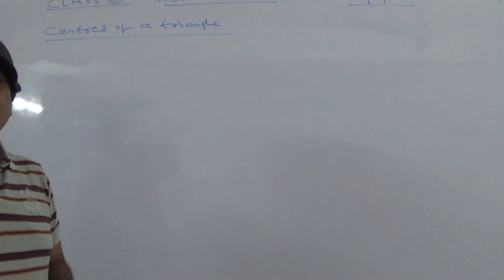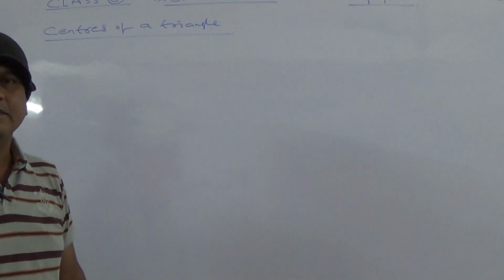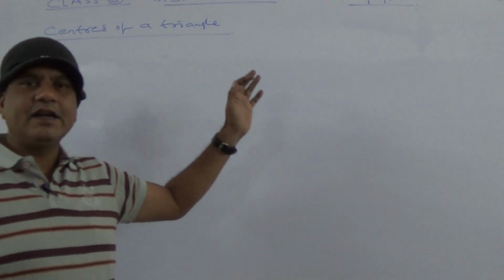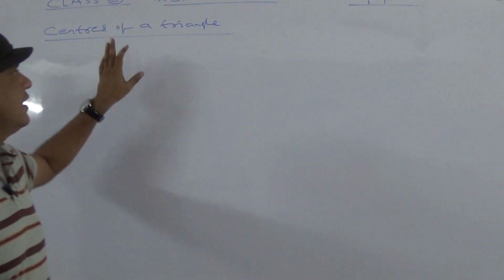Now, today we will discuss something about the centers of a triangle. Centers of a triangle means centroid, orthocenter, circumcenter, incenter, and so on are called centers of a triangle. Now, first one is centroid of a triangle.